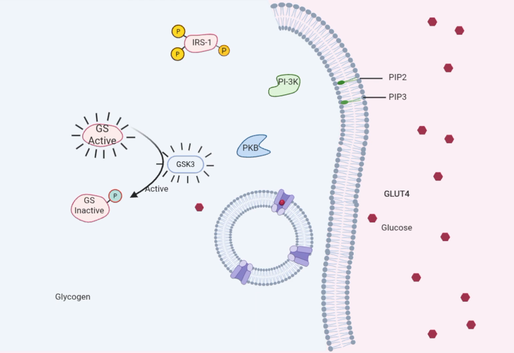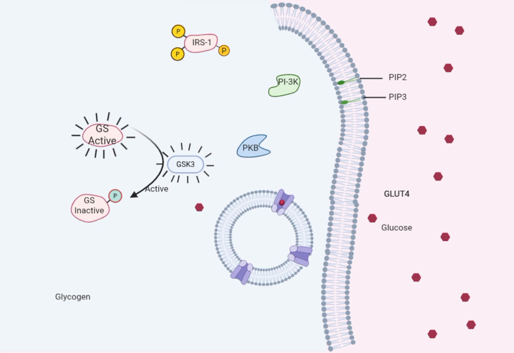When they come inside the cell, they are now ready to become glycogen. Now to make glycogen, the glycogen synthase enzyme has to be active. To make it active, we need to deactivate the glycogen synthase kinase 3 enzyme, and this can be deactivated if the protein kinase B is activated.